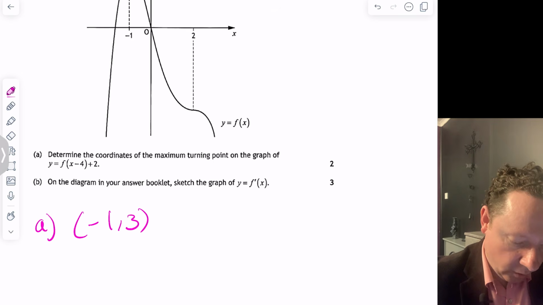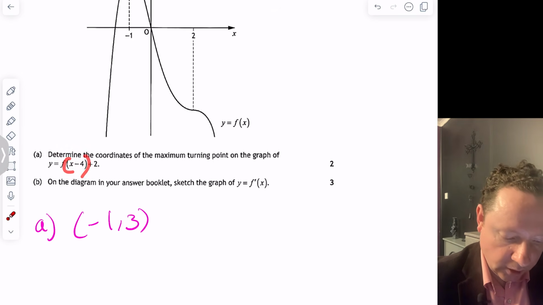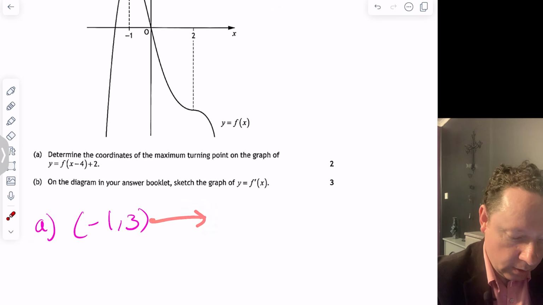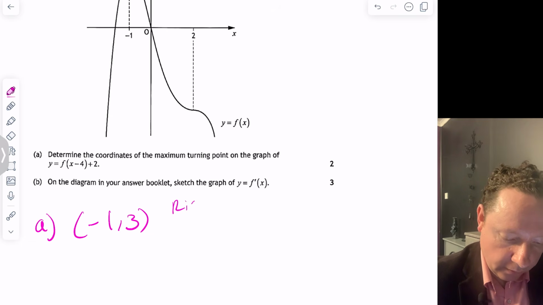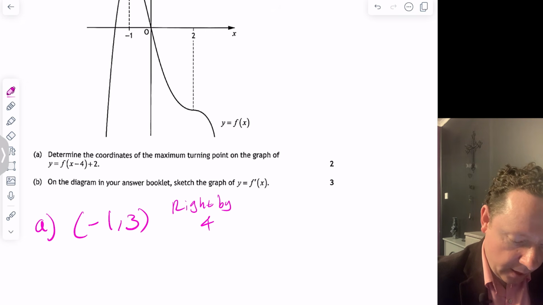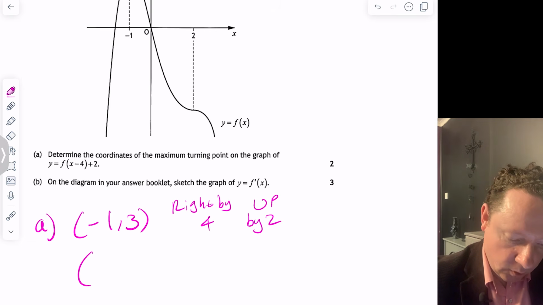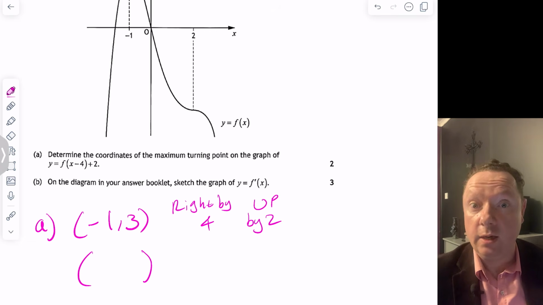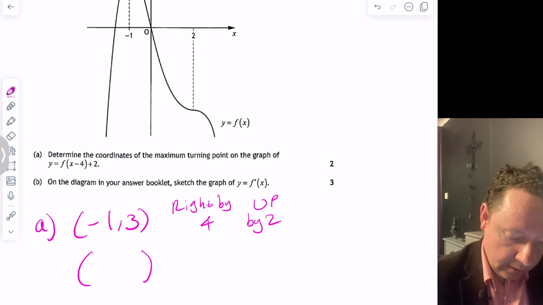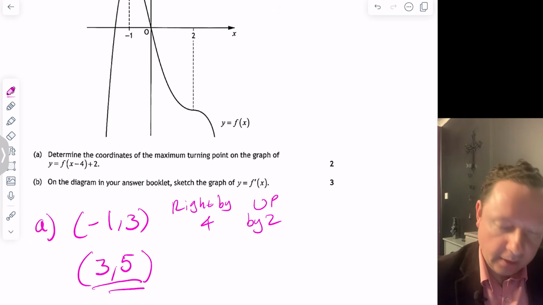Now this bit here, the bit that says x minus 4 means a shift to the right by 4. So I'm going to go right by 4. And then the bit at the end, plus 2, up by 2. So that becomes -1 shifts to the right, -1 add 4, that gives me 3. 3 goes up by 2, that gives me 5. 3, 5, job done.